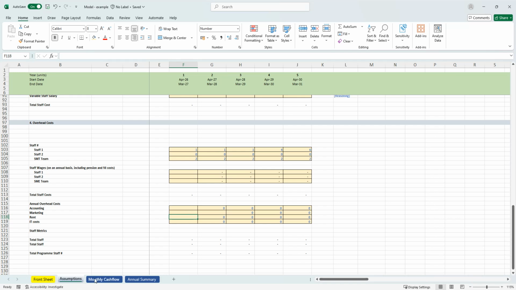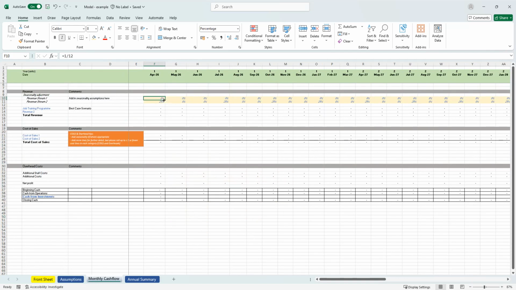And so on the monthly cash flow sheet, you've got the ability to add seasonality to your revenue stream. For example, some organizations that work in education might see their revenues drop during the summer. And so this allows you to put any seasonality that you experience as a business in here.